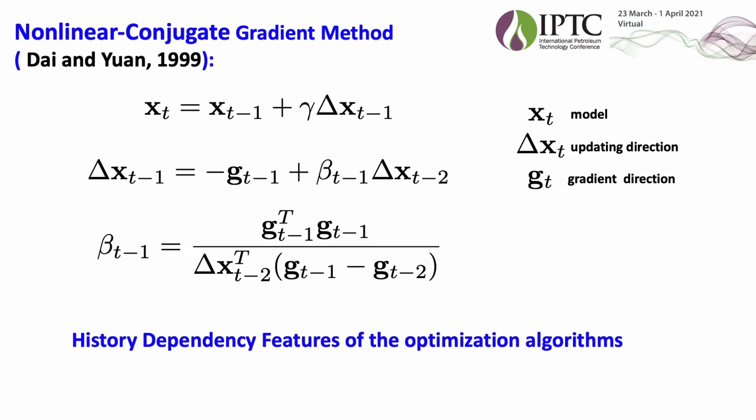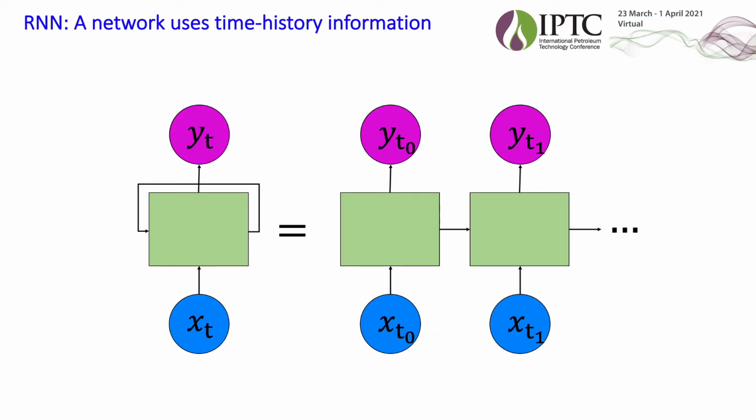Here is an example, the nonlinear-conjugate gradient method. The updating direction at the current step is a linear combination of the current gradient and the updating direction at the previous step. Thus, the question is how to introduce the history dependency features of the optimization algorithms using a neural network. How to keep track of the history information when we try to learn and train our optimization algorithms using machine learning? The RNN is the ideal neural network for this purpose.